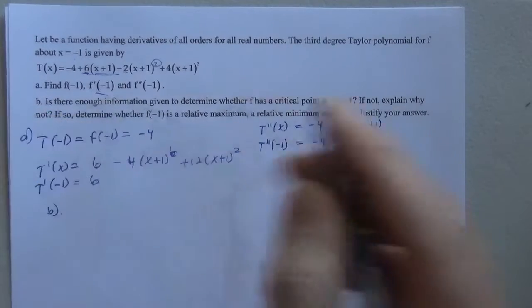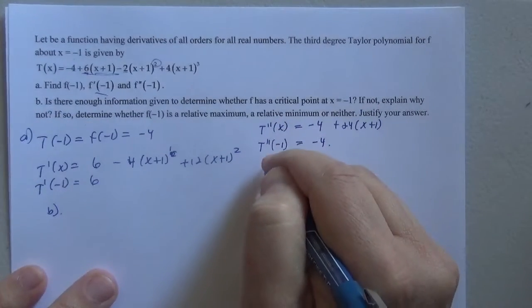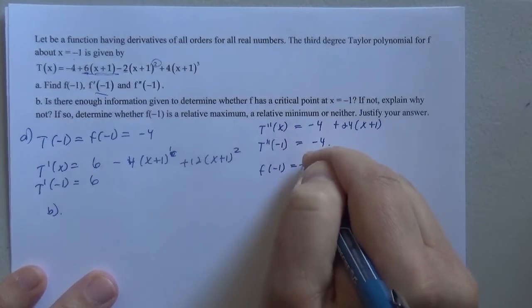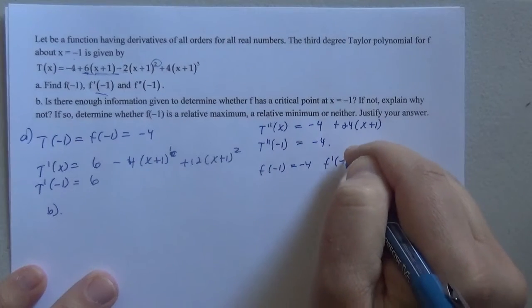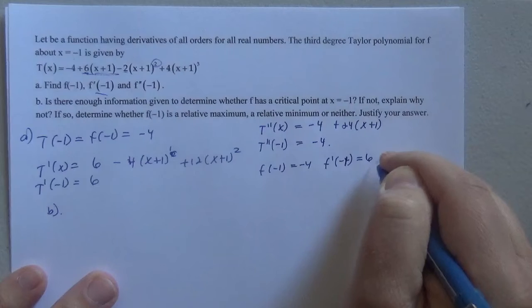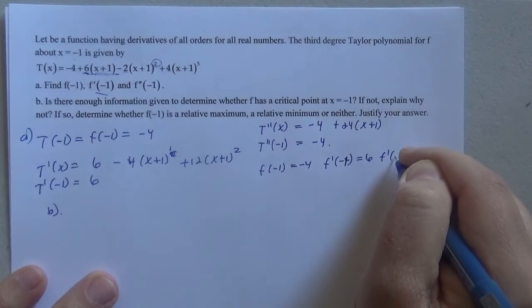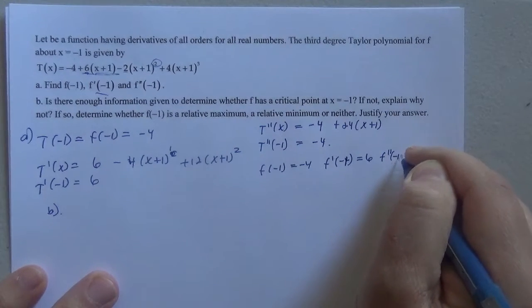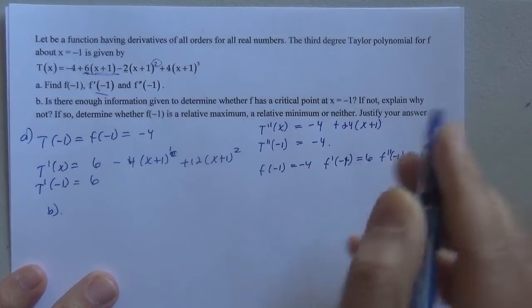So that was all letter A. So therefore we have f of negative 1 is negative 4. F prime of negative 1 is 6. And f double prime of negative 1 is negative 4.